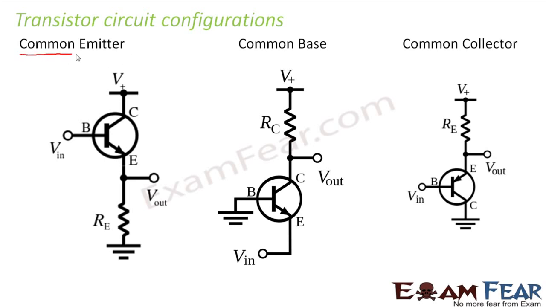Right? So what are those three configurations? One is called common emitter configuration, one is common base configuration, and the third one is common collector configuration. The configuration or the connection of a transistor in a circuit should be such that one of the emitter, base or collector terminal is common to the other two. Either emitter is common to base and collector, or base is common to emitter and collector, or collector is common to emitter and base. So one out of these three should be common to the other two.